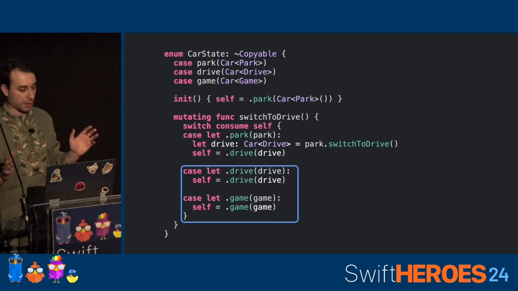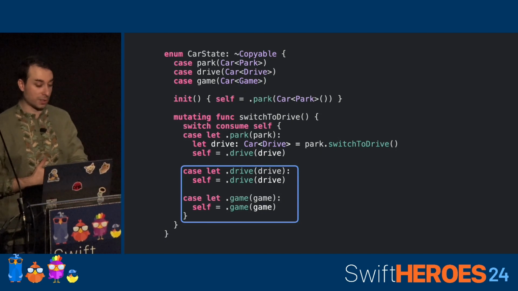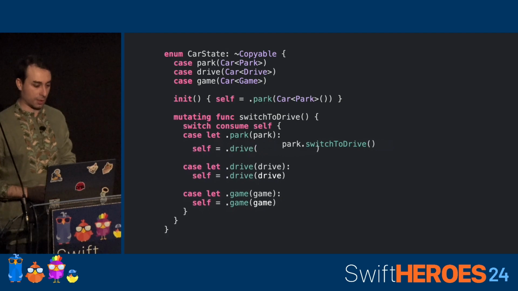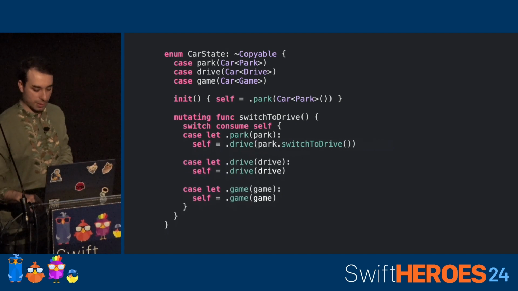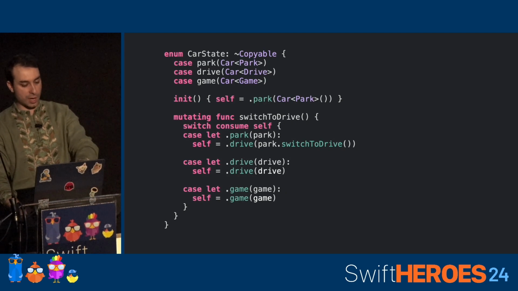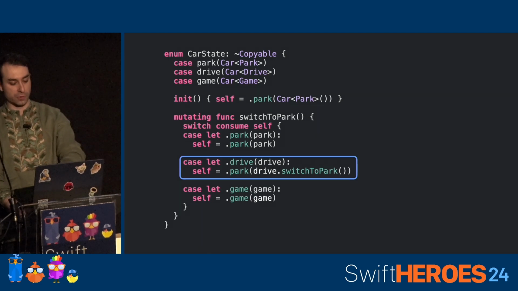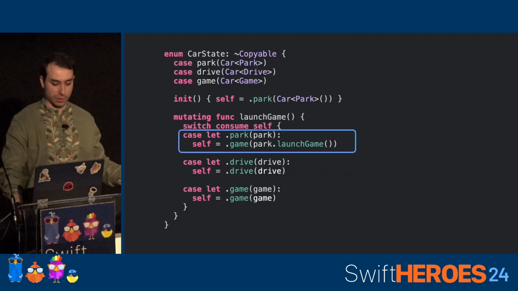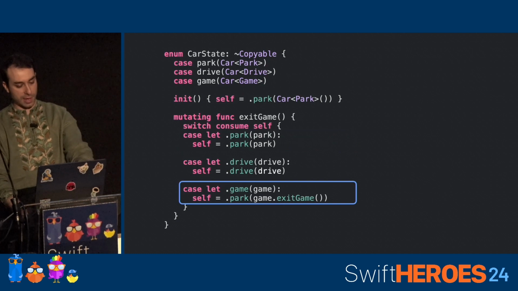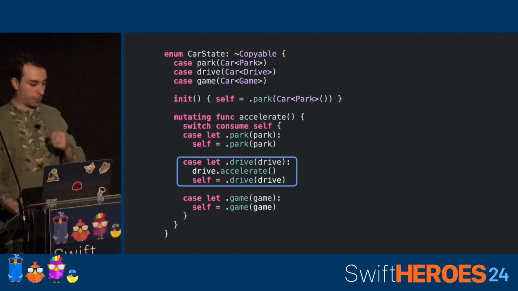A bit of a boilerplate, I admit, but the value we get from this compiler-enforced approach is amazing. And we can clean up this code a bit by just inlining the transition like this, which makes it a bit nicer. Other transitions happen in the same way. So this is switch to drive, switch to park, very similar. The only way to switch to park is going from drive to park. The code writes itself. Launch the game, same, we're in the park, switch to game. Exit the game, we're in the game, we exit the game. This code is the only way to write this code. You can't make a mistake.